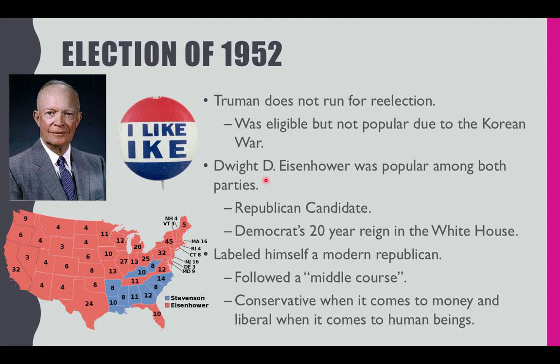So who do we see running? Dwight D. Eisenhower. He is going to be popular among both parties despite the fact that he is a Republican candidate. The Democrats, who had been in charge of the White House for 20 consecutive years, are going to start to see Eisenhower as somebody who's on their side because he is what we call a modern Republican.